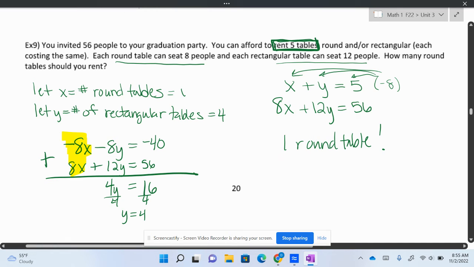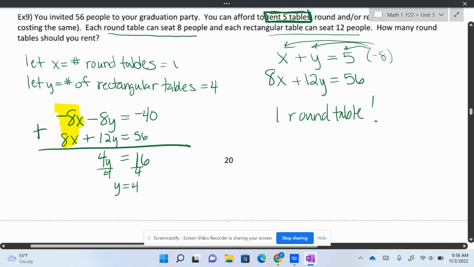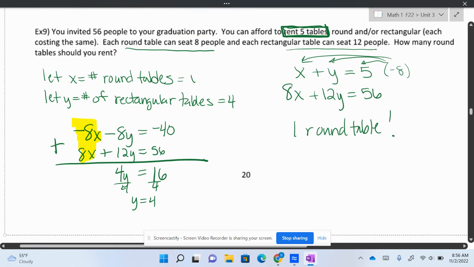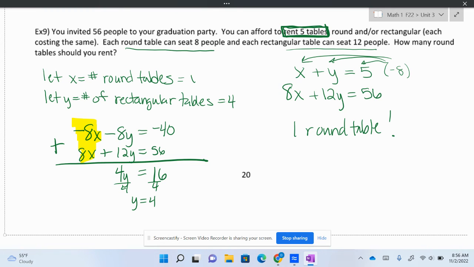All right, Alexis, you go get your picture taken. I'm going to do number 10. Did everybody get that? Sorry. Does everyone see where I got the 1 round table? I just knew that 4 plus something has to equal 5. That's where I got the 1 round.